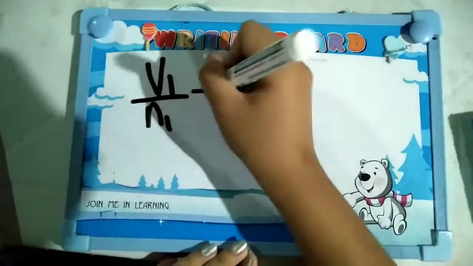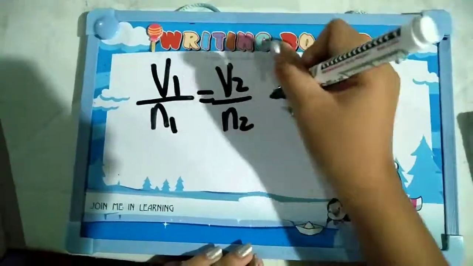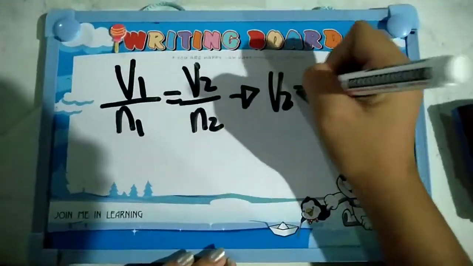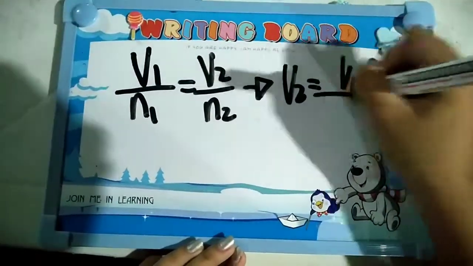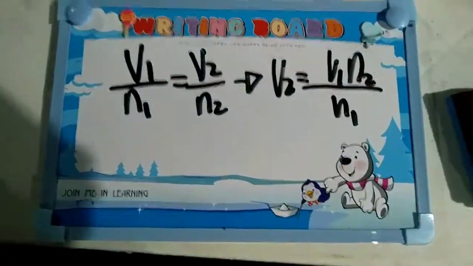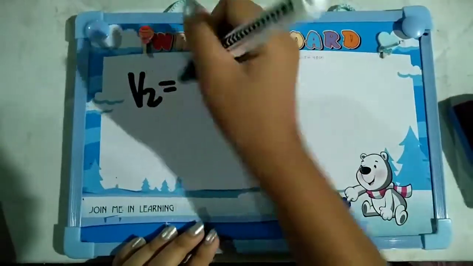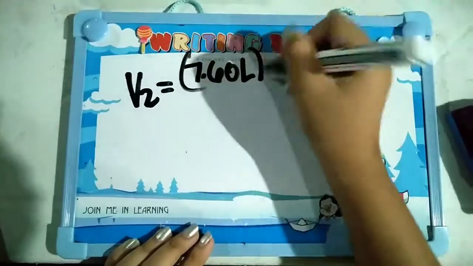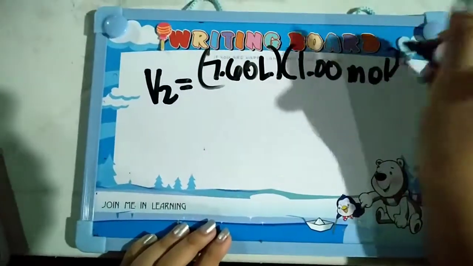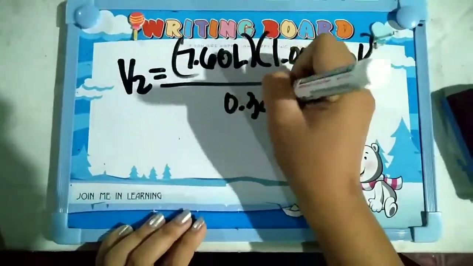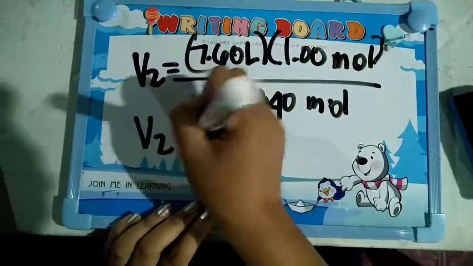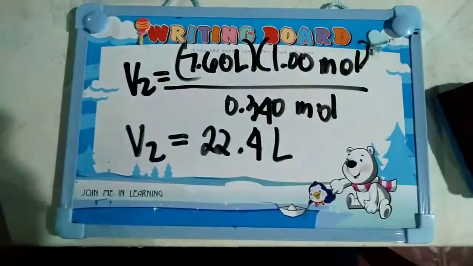But since we are looking for volume 2, the formula would be volume 2 is equal to volume 1 times N2 over N1. Multiply 7.60 liters to 1 mole divided by 0.340 mole, which is equal to 22.4 liters, or the second volume.